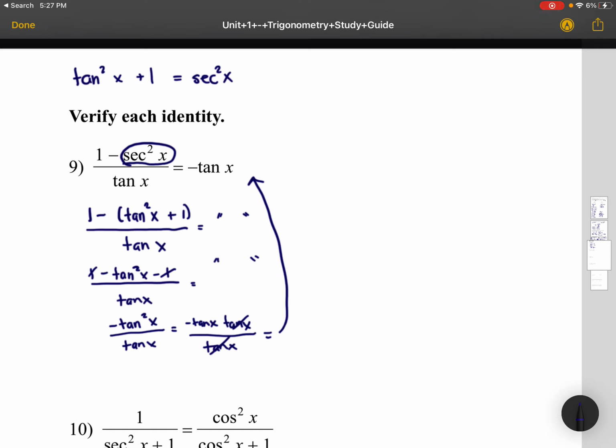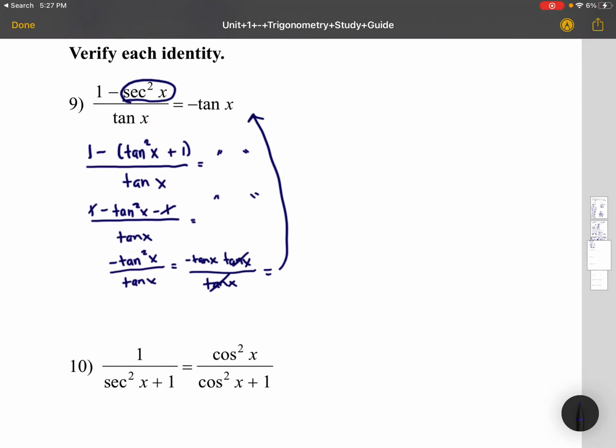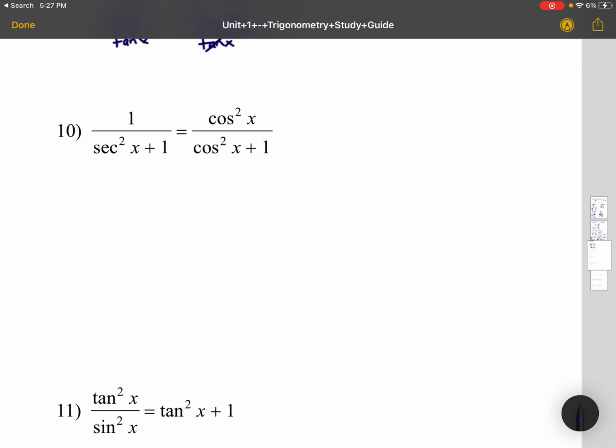So that's one way to do it. You may have done it a different way. As long as you mathematically got here, you are correct.